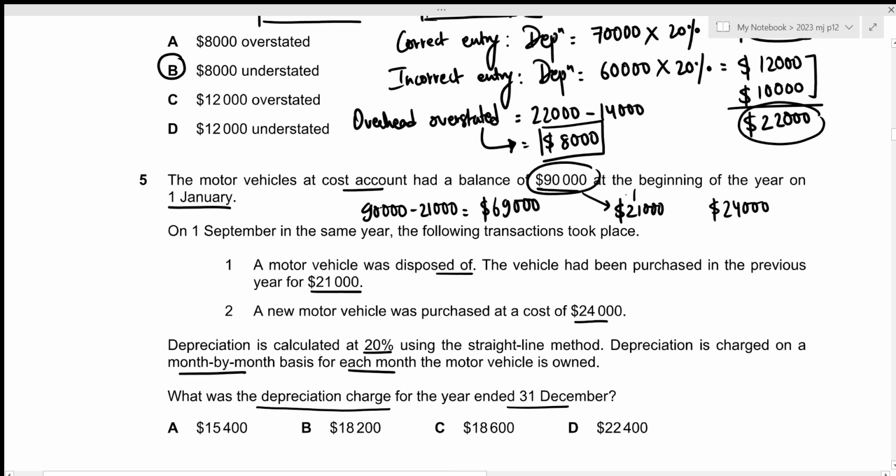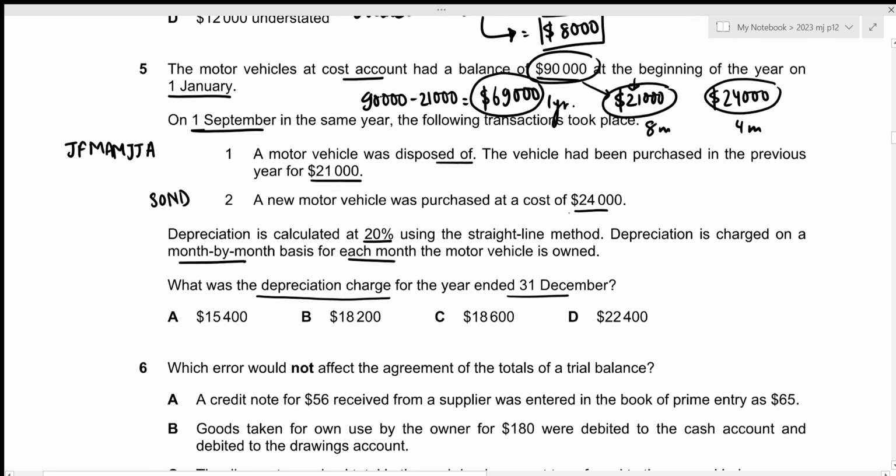Remember that the vehicles worth 21,000 were disposed on 1st September. But for the current year, this particular vehicle was used for the months of January, February, March, April, May, June, July and August, because on 1st September we were disposing it. Then again, the new motor vehicle was purchased on 1st September. So the number of months this new motor vehicle was used is just going to be September, October, November and December. So we used vehicles worth 21,000 for 8 months and vehicles worth 24,000 for 4 months. And for the remaining vehicles worth 69,000, we used it for the entire year.